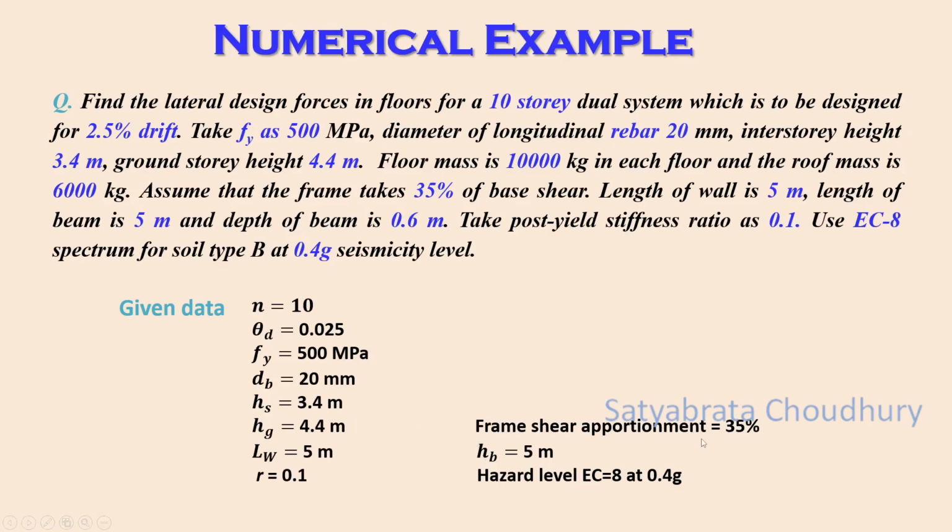Frame shear apportionment is 35%, that is 35% of the total base shear will be taken by the frame and the remaining 65% will be taken by the wall. HB, what I said, HB is here at 5 meter, hazard level ECH at 0.4 G level. Now for computation, we will take up the help of an Excel sheet.